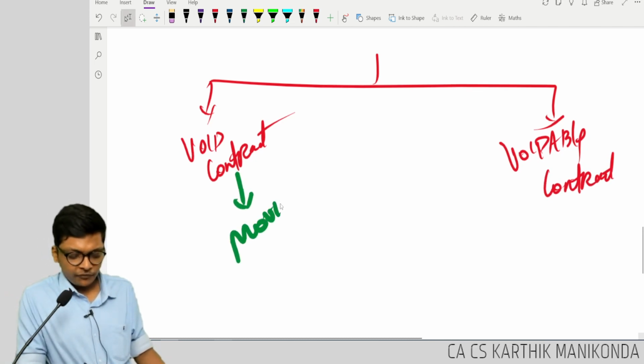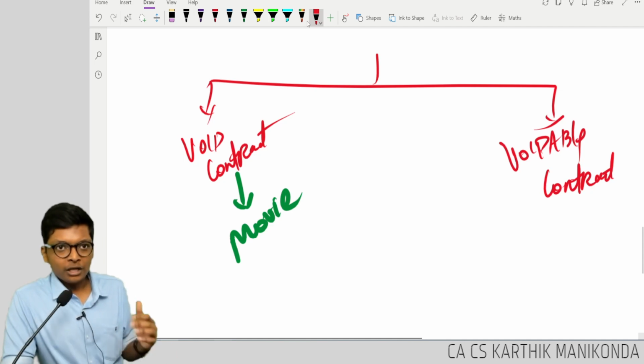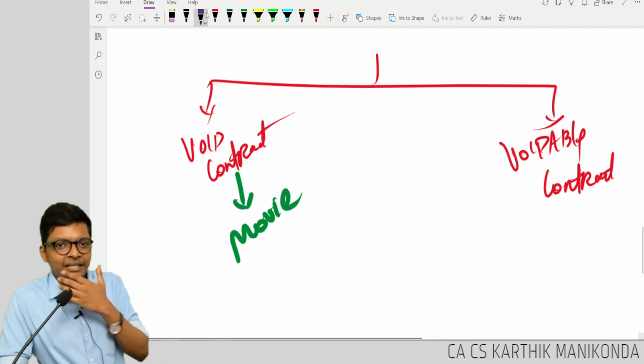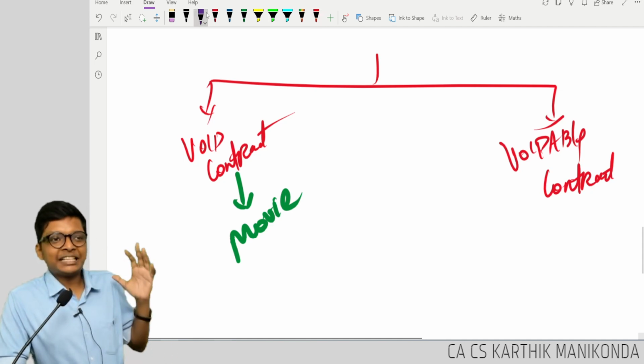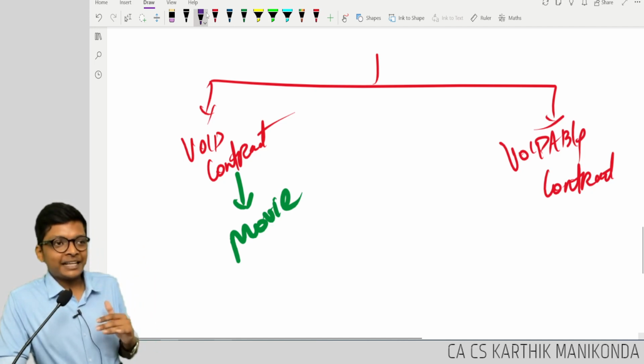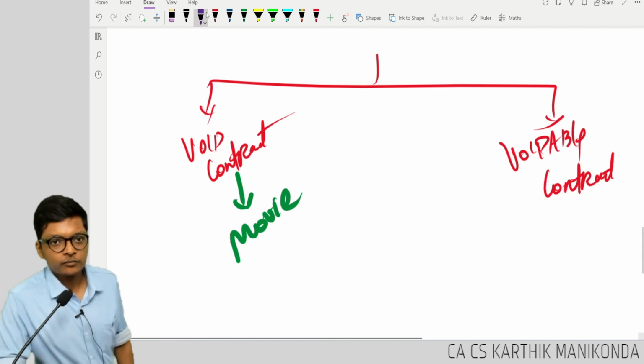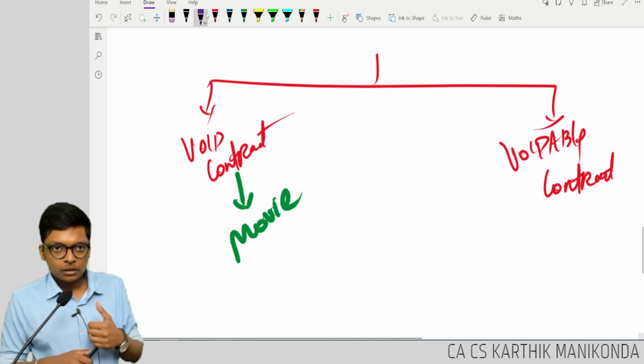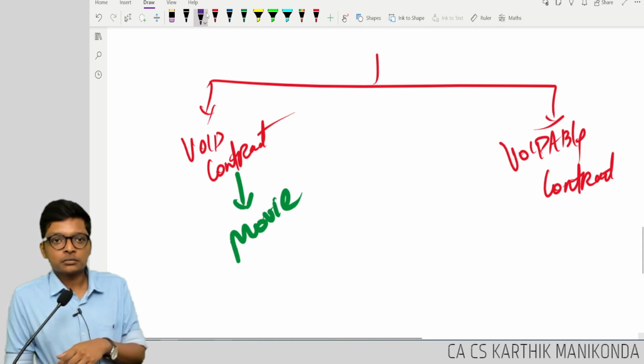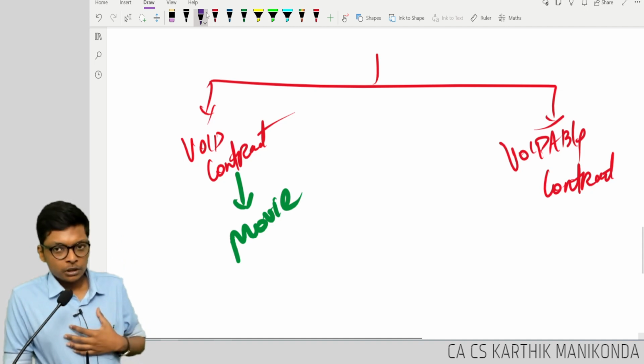Okay. Let's say you booked movie tickets for a movie. On the date of the movie, heavy floods came, so full Chennai is shut. Movie theatre also is closed. No movie is telecasted. What happens to the contract? Void. Now, will you get the money back? Hello? You will get the money back.